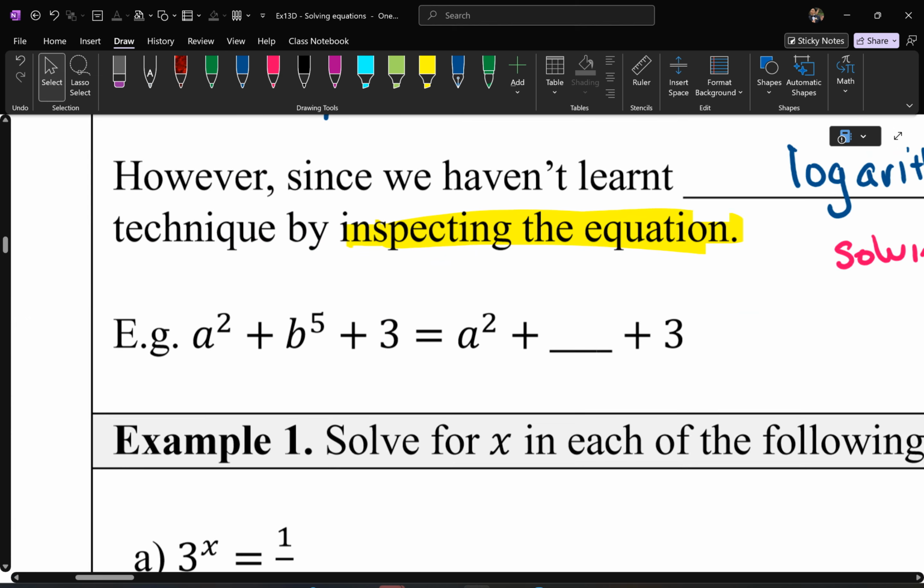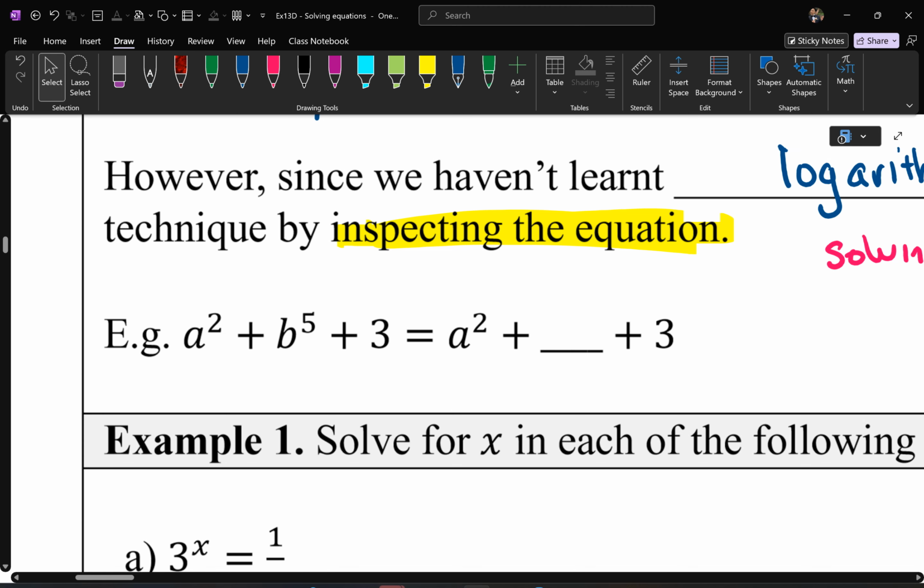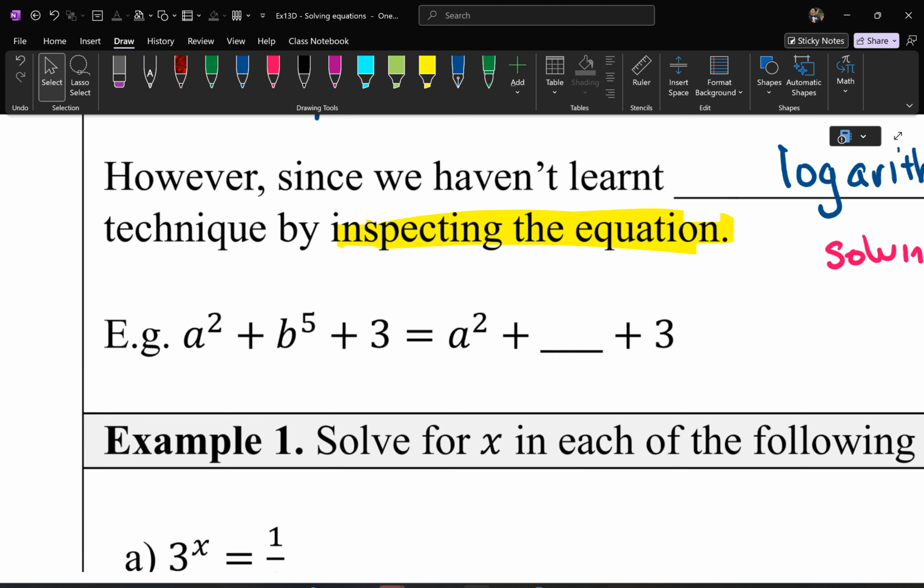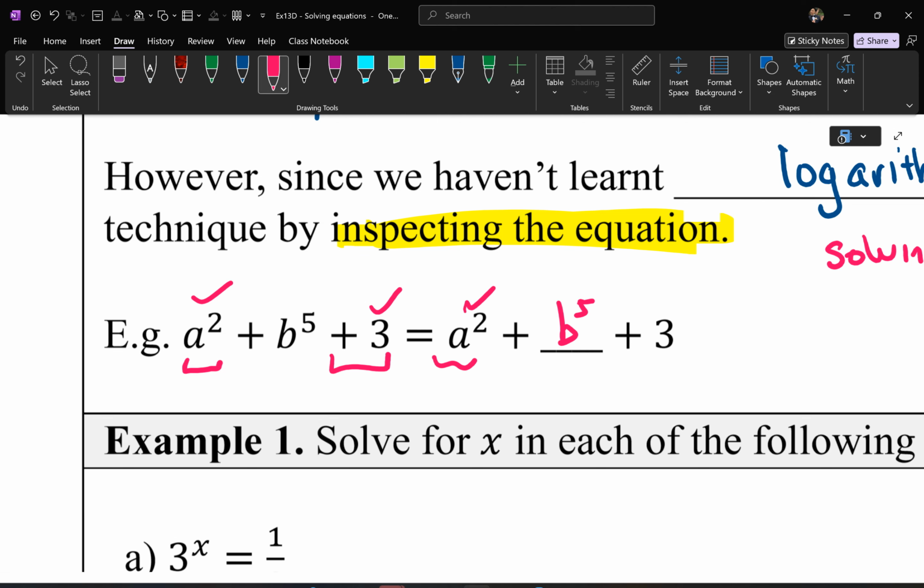Doesn't take a genius to figure out this one. You can do it intuitively because maths is logical, right? If I told you the expression on the left is a squared plus b to the power of 5 plus 3, is equal to, meaning it's exactly the same as a squared plus something plus 3. What goes in that little missing space? What goes into the gap? B. Now you knew that without thinking. This is called by inspection because you're looking on the left-hand side. You say, do I have an a squared? Yes, I do. Oh, I've got a 3, so they've got a 3 as well. But since they're equal, logically, this has to be this.